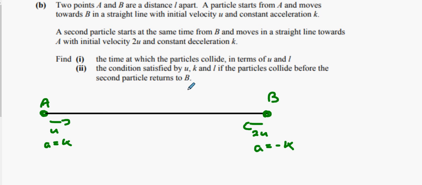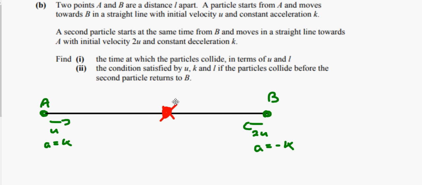Now, the time at which the particles collide. Somewhere in here, I don't know where, there's going to be a collision. Don't really know where to draw it. One of them's going faster, but it's decelerating. The other one's going slower, but it's accelerating. It's hard to say, so I'll just put it somewhere randomly here. Could be wrong, could be right.